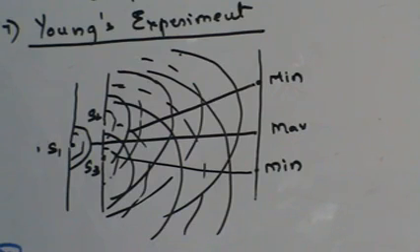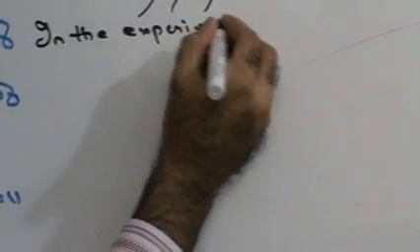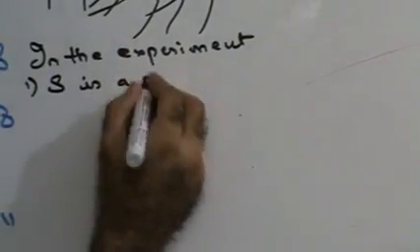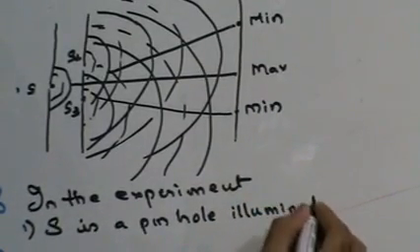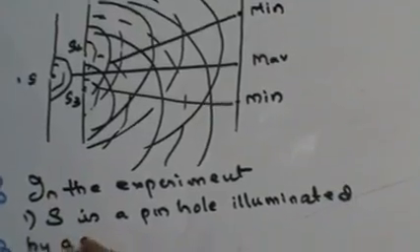This is also called the double slit experiment. This experiment was done by the scientist Sir Thomas Young in the year 1801. Now, let's try to understand the experiment. In the experiment, first, S is the pinhole illuminated by a source of light.